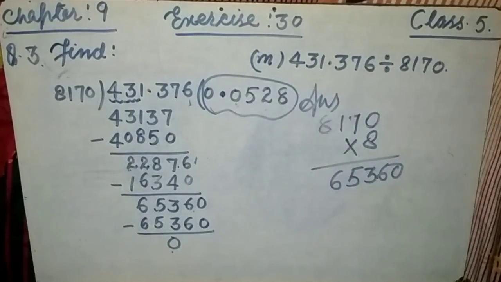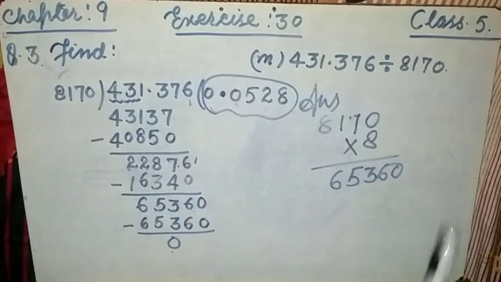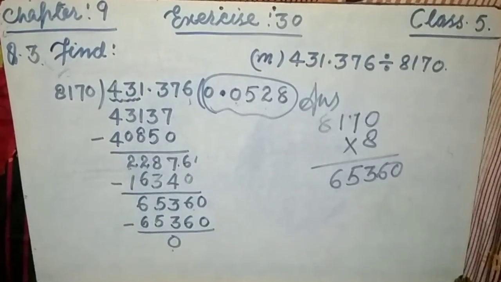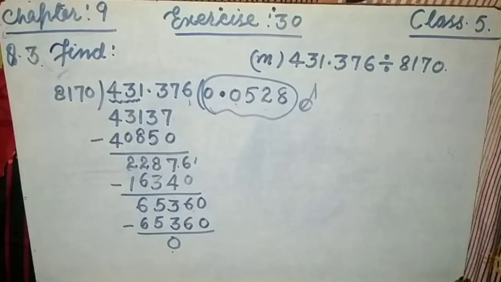So friends, while you are solving this sum, while you are dividing the decimal fraction by the huge number, please be cautious and see every minor thing. Do not commit the mistake, otherwise your answer will be wrong. Okay, now I hope you can easily solve all the sums.